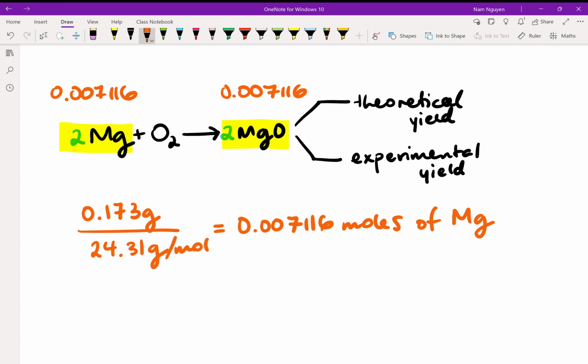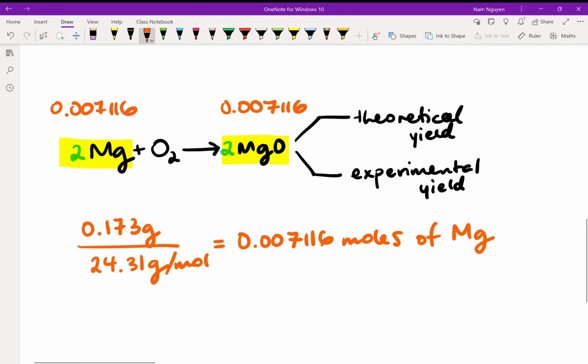Do we think this is burnt yet? It's been a long time. Oh, yeah, that's different, yeah. Alright, can someone do for me 0.007116 divided by 2?